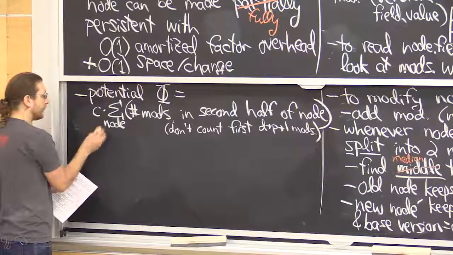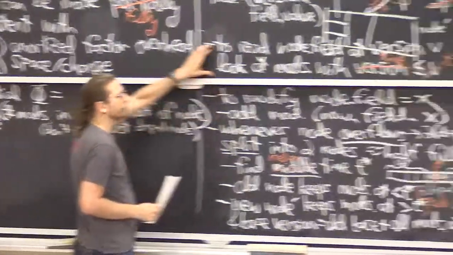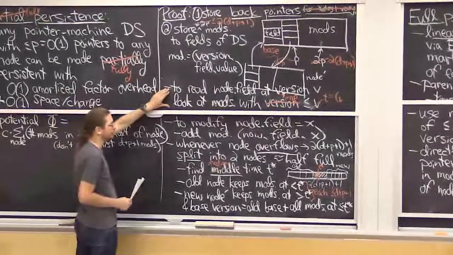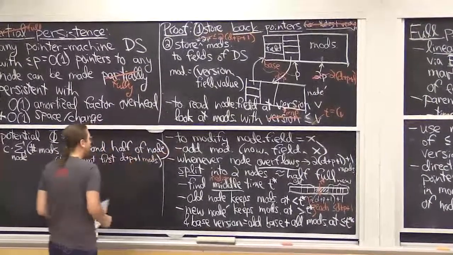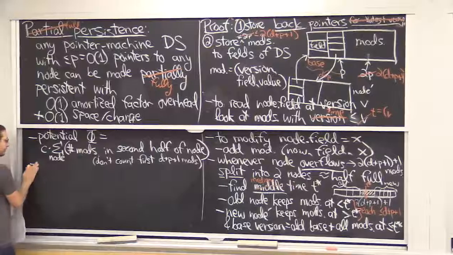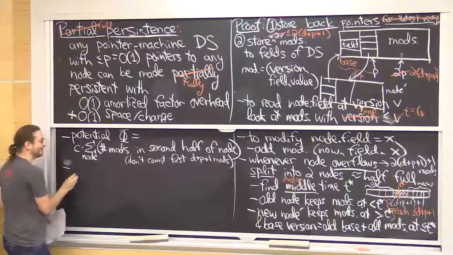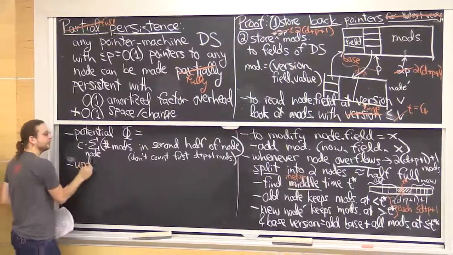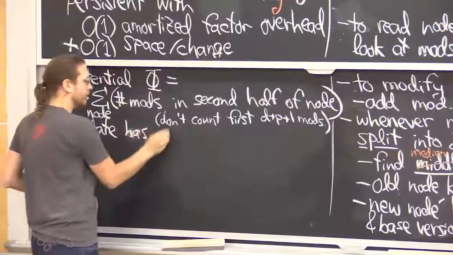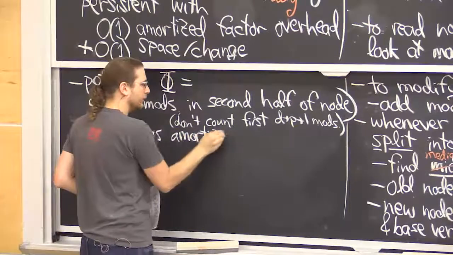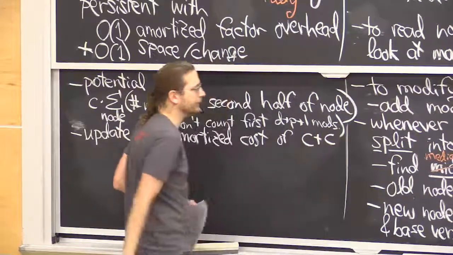Okay, so under this potential function, we're going to analyze 2 things. First is the cost of an update. Read is just constant time. You just look at the node. But to modify, well, we add a mod. So this takes time, and it also potentially increases the potential. So an update or modification to node.field has an amortized cost of c plus c.